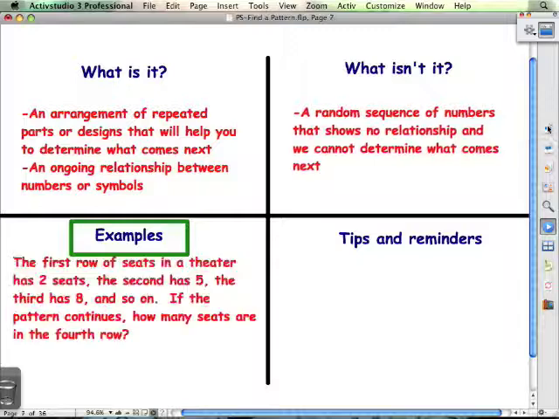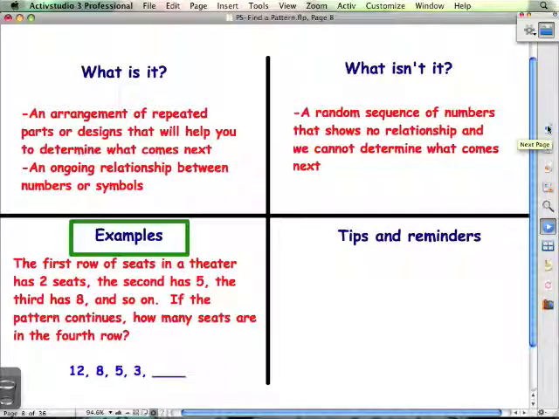Example. The first row of seats in a theater has 2 seats. The second has 5, the third has 8, and so on. If the pattern continues, how many seats are there in the 4th row? Here's another example. 12, 8, 5, 3. What comes next?